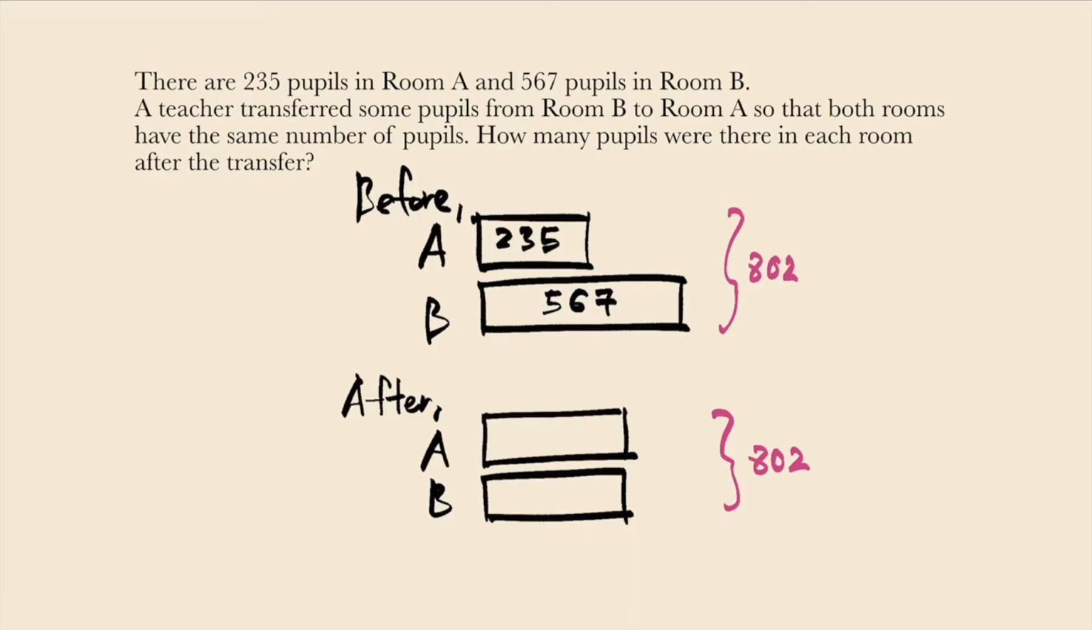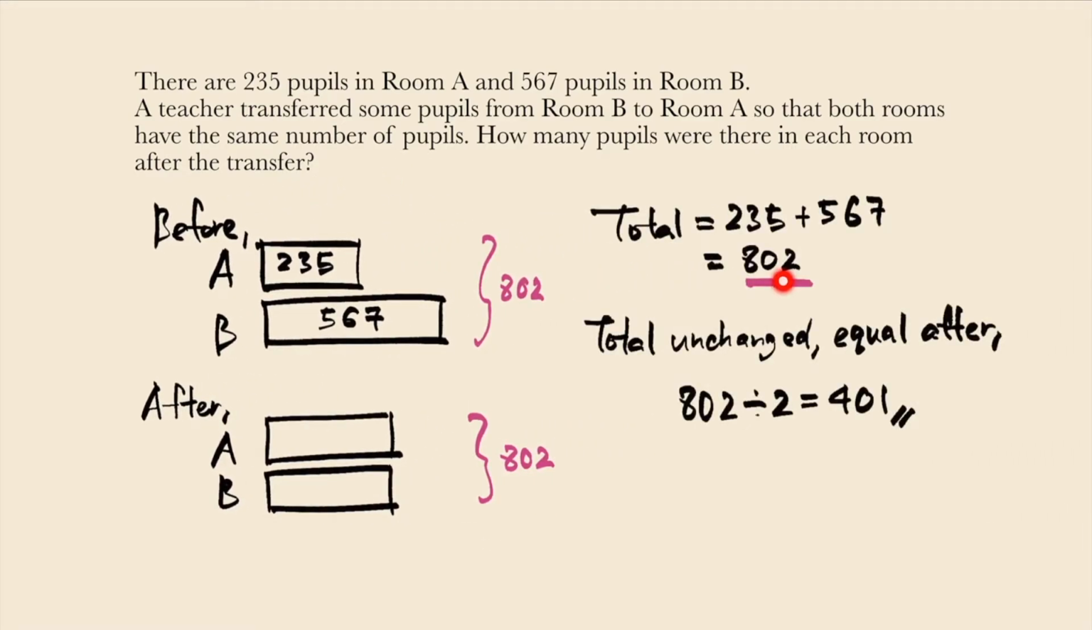So the total here is actually 802. Since we are asked what's the number in each class after that, we'll simply halve it, since we are told that the numbers are equal. So the answer is 401.